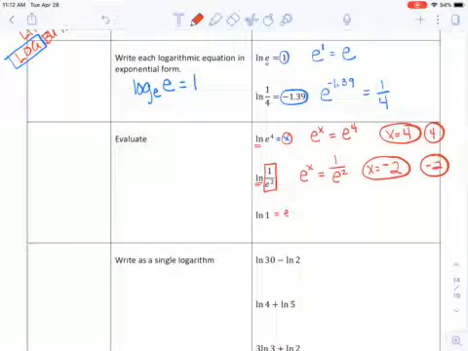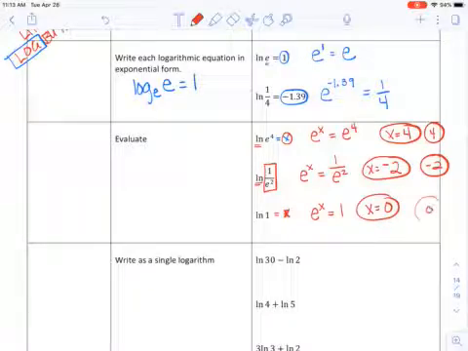Okay, and this is, whoops, sorry about that. e to what power gives me 1? And you guys know this because anything to the 0 power is 1, 0. Okay, and again, you can just write that as 0 or make a donut, maybe a bagel.